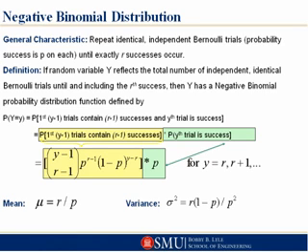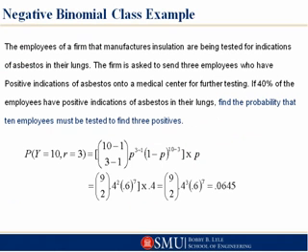The mean of this distribution, a negative binomial in the general form, is r divided by p. And the variance is, as you see, r times (1 minus p) divided by p squared. So that is another common distribution that comes up. Let's look at an example of this.